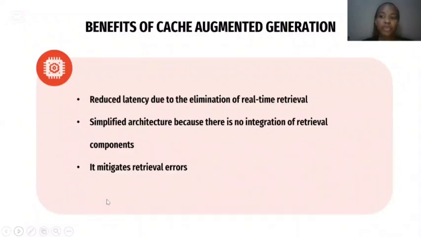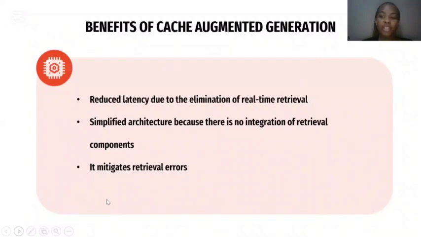Mitigates retrieval errors. Real-time retrieval systems are prone to errors such as retrieving outdated, irrelevant, or even incorrect information. By caching relevant data, cache-augmented generation ensures more consistent and reliable outputs, reducing the risks associated with unreliable external sources.